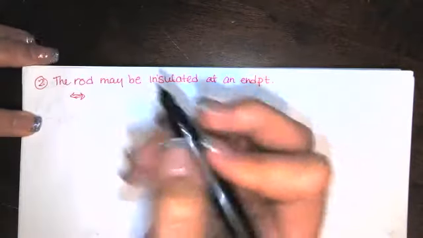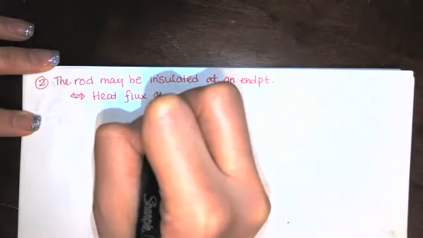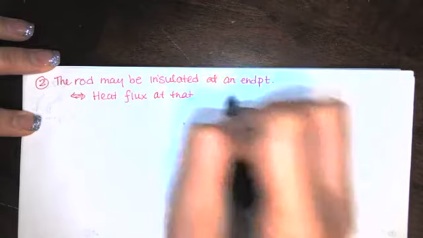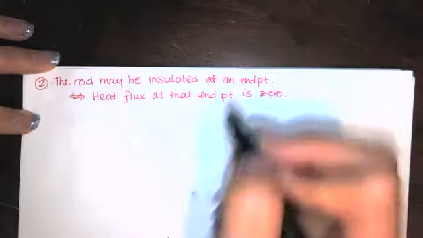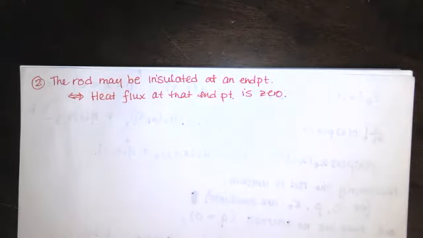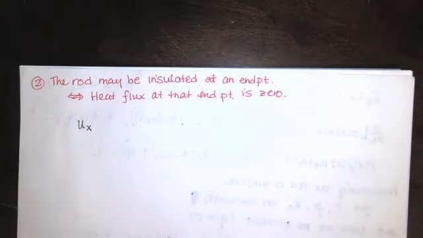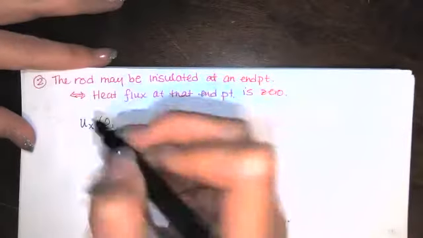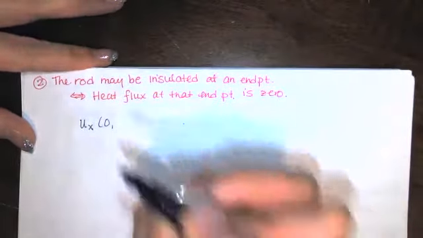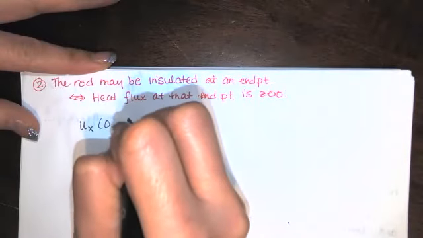Now, for our purposes, that's equivalent to saying that the heat flux at that endpoint is 0. And of course, heat flux is proportional to that partial derivative of the temperature with respect to x. If there's no heat flux, because the rod is insulated, let's say it's insulated at x equals 0 at the near endpoint, then we would have this.